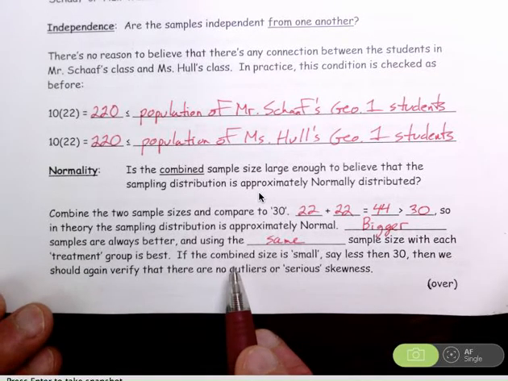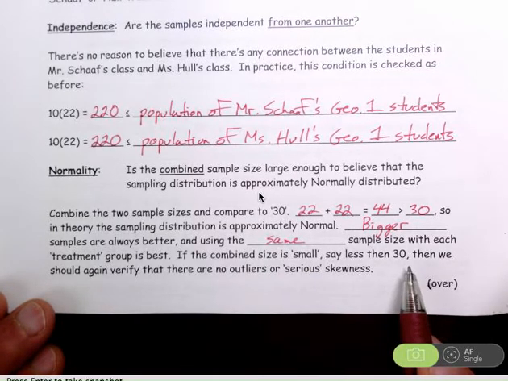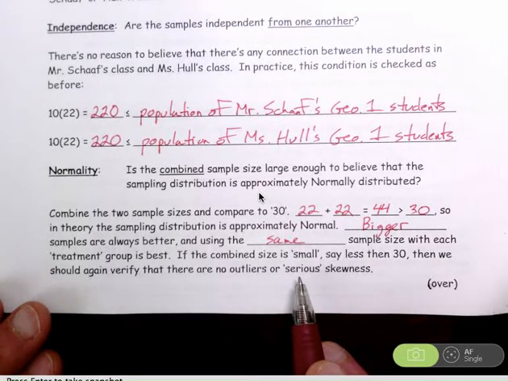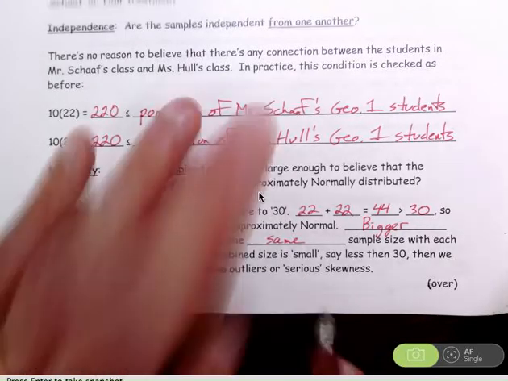Just like before, though, if the combined sample size is small, say if it's less than 30, then again, we should verify that there are no outliers or any serious skewness. And certainly if we have very small samples, say 15 or less combined, then I want my two sample data distributions to look reasonably symmetric. I certainly don't want any outliers.